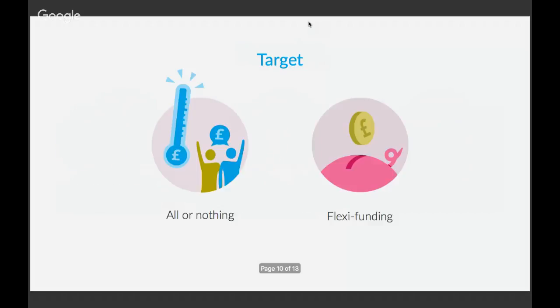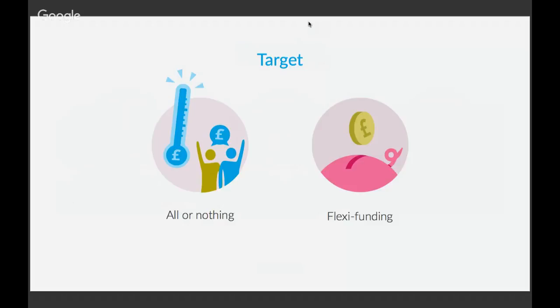You also have the choice on Crowdfunder to choose between all or nothing funding and flexible funding. All or nothing does exactly what it says on the tin. You have to hit your target in order to receive the money. If you don't reach your target, no money moves, your backers aren't charged, there's no fee to you, but you don't get the money. Flexible funding is basically keep what you raise. So instead of having to hit your target, any amount that you raise, you get to keep.